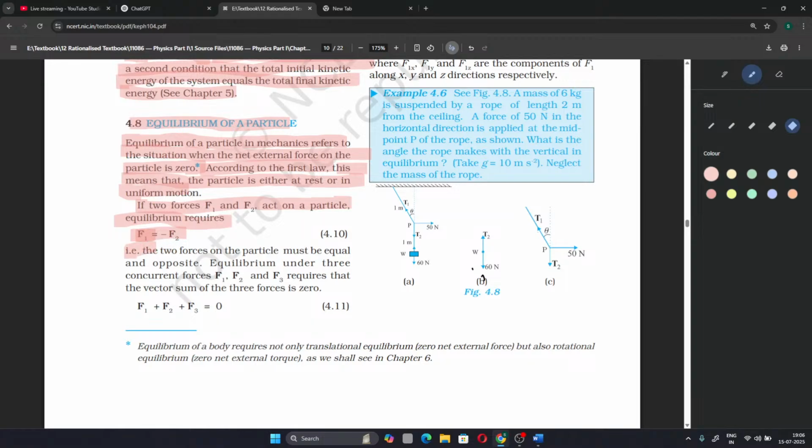That is, the two forces must be equal and opposite so that they cancel out to give the net force on the body to be zero. Equilibrium under three concurrent forces F1, F2, F3 requires the sum of the three forces to be zero. And this is not like the third law, where we saw that we can't add them and say that the total force on the body is zero.